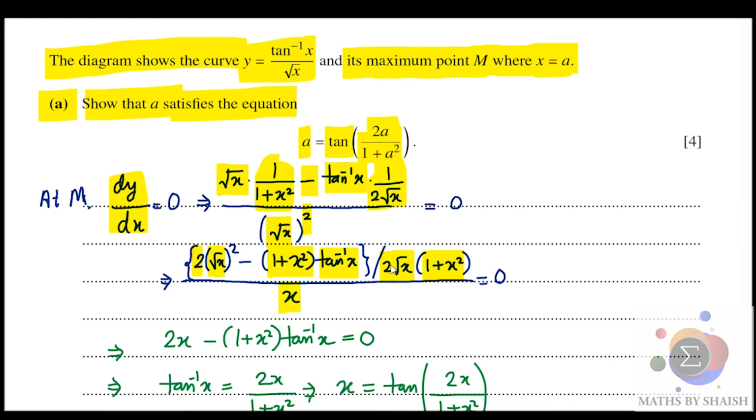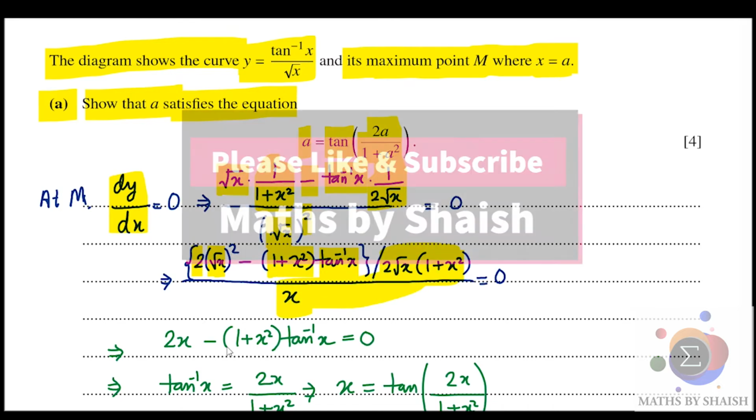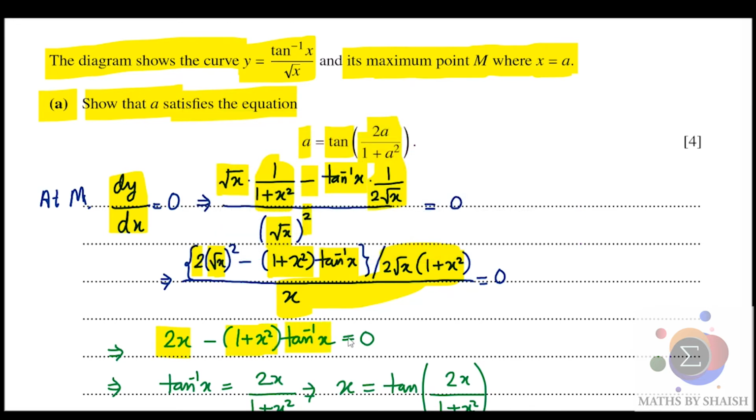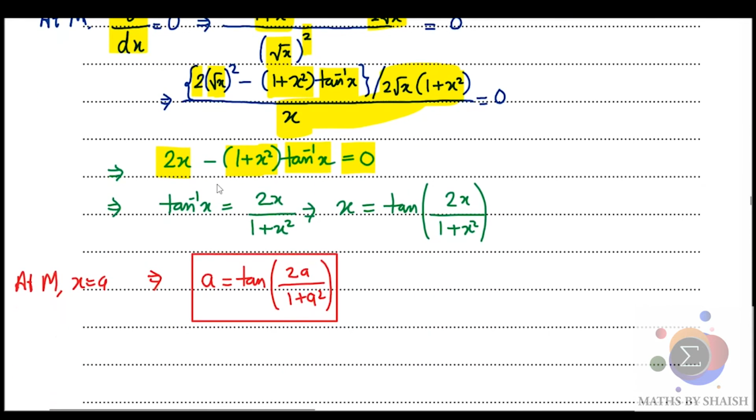So we can take all this as the denominator, and since it is 0, the denominator can never be 0. It means the numerator, which is 2x minus 1 plus x square tan inverse x, is 0. So from here, if we solve, tan inverse x becomes 2x over 1 plus x square. Since it is tan inverse, from here we can get x as tan of the right hand side, that is 2x over 1 plus x square. Now at M, x was a, so we can say that a satisfies this equation: a equals tan inverse of 2a over 1 plus a square.